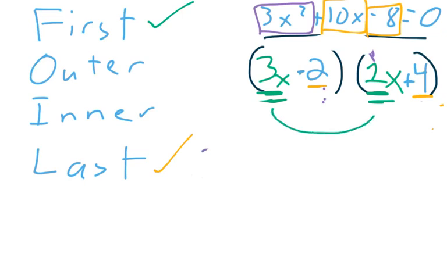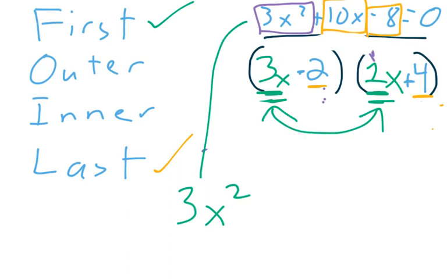So 3 times 1 gives me 3, and then x times x gives me x squared. So did I end up with the 3x squared that I had up there? Yes, I did, so that's good.